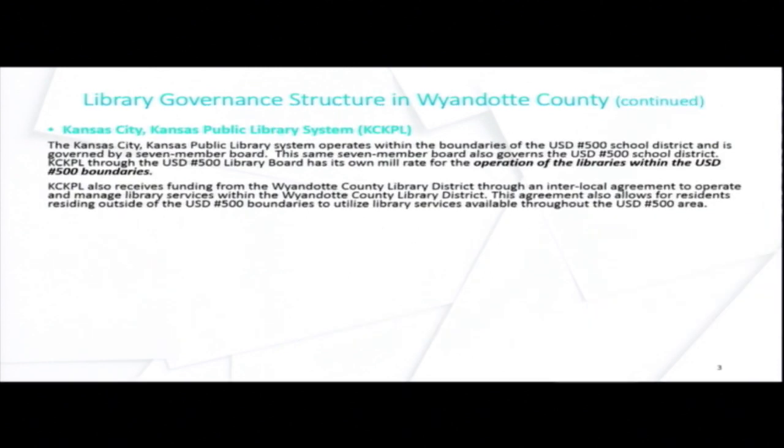So continuing with the governance structure. The Kansas City, Kansas public library system operates within the boundaries of the USD 500 school district and is governed by a 7-member board. That same 7-member board also governs the USD 500 school district. So KCKPL, through the USD 500 school library board, has its own mill rate for the operation of the libraries within the USD 500 boundaries.